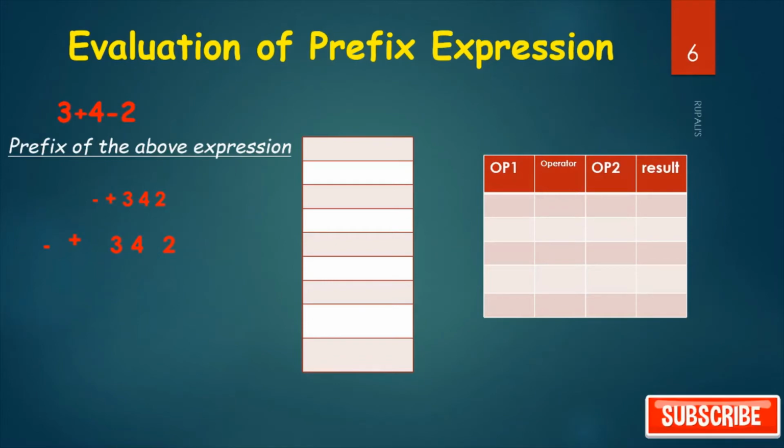Now we will learn how to evaluate a prefix expression. So the given infix expression is 3 plus 4 minus 2. So what is the result? It is 3 plus 4, 7 minus 2, it is 5. So you have to evaluate corresponding to its prefix expression.